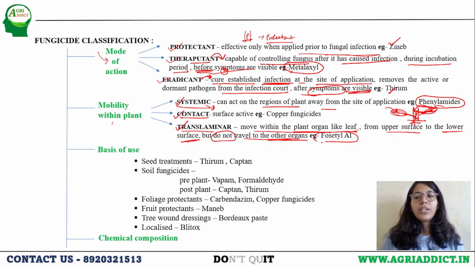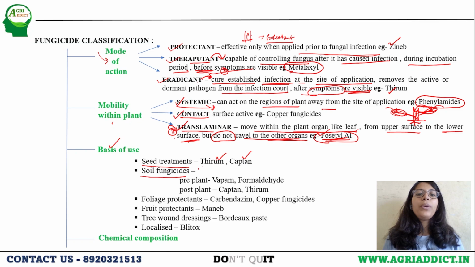Example, phosphatyl aluminium. You can remember the examples, especially for translaminar. This is the uncommon one, and you need to remember this example. On the basis of use, fungicides are classified into various types. For example, seed treatment: our propagating material, bulb, tuber, and seeds can all be treated with thydam and captan. It is a protection of the planting material.